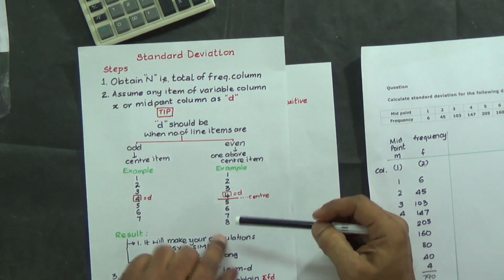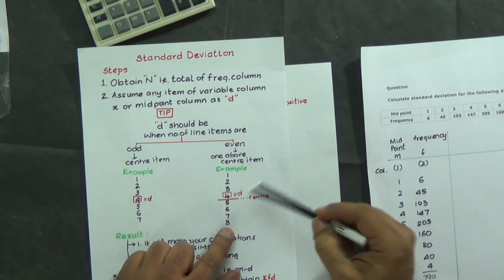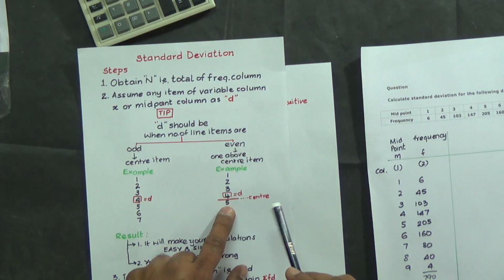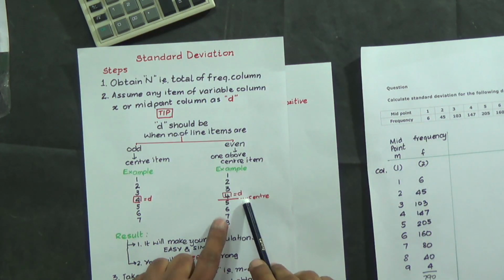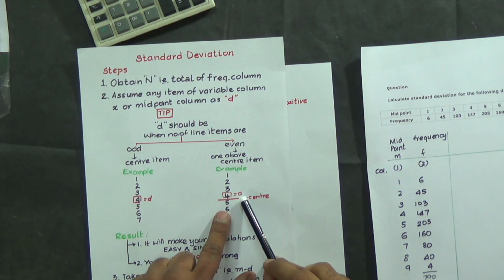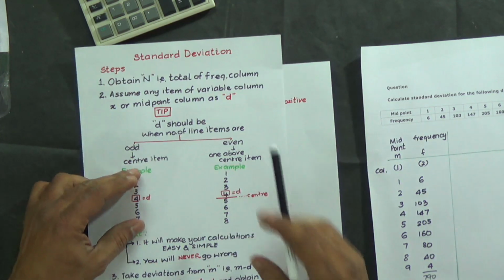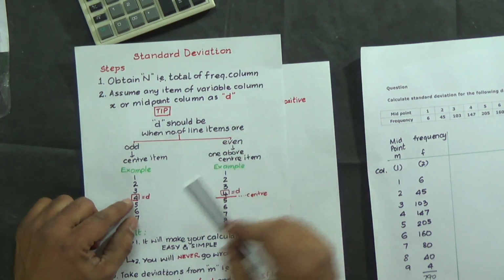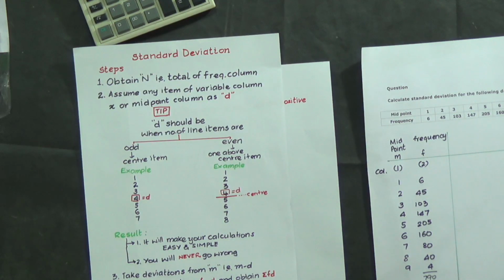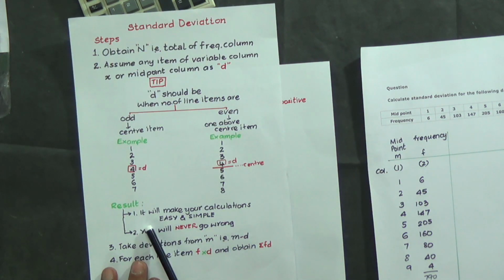If you take another example where the number of line items is even, then the center line is the splitting part between 1 to 8, the center is here. One digit above this, that is 4, should be assumed as d. If we do this simple trick, if we just take this d as a center point, then automatically our calculation becomes very simple. The result is that our calculations are made very simple and easy. It's self-working.